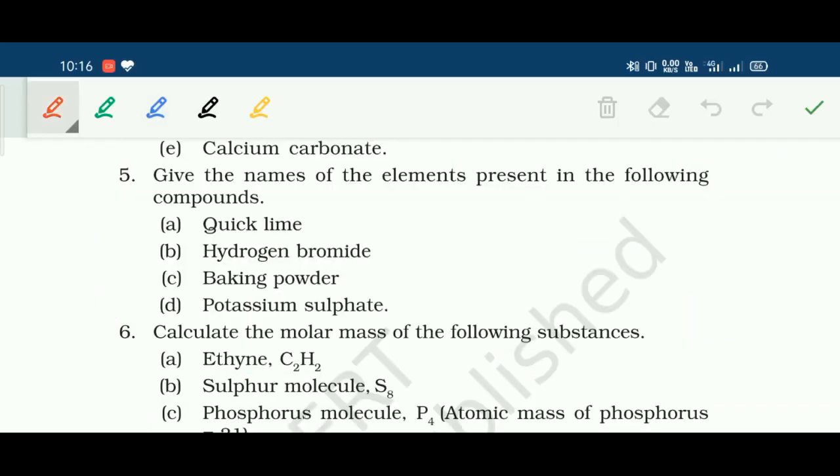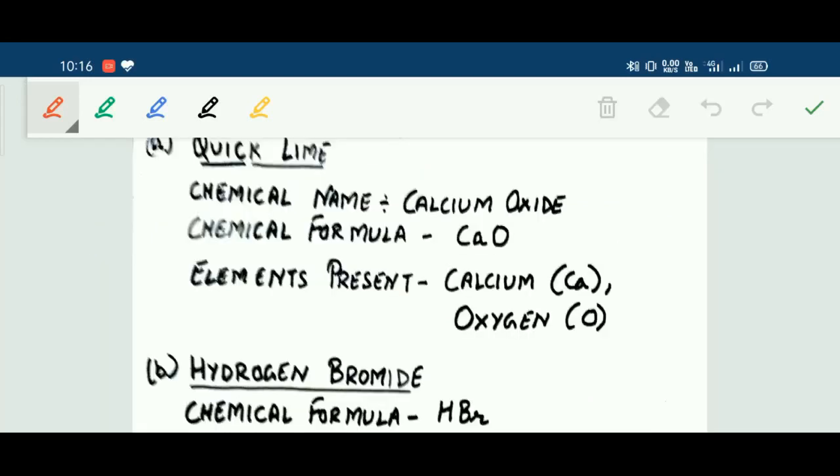Next, we will discuss question number 5 on page number 44, back exercise question. And the question is, give the names of the elements present in the following compounds. In this case, we can easily identify the elements if we know the chemical formula of the compound. So first of all, we need to know the chemical formula of the compound, for which we also have to know their chemical names. Now, the chemical name of quicklime is calcium oxide and its chemical formula is CaO.